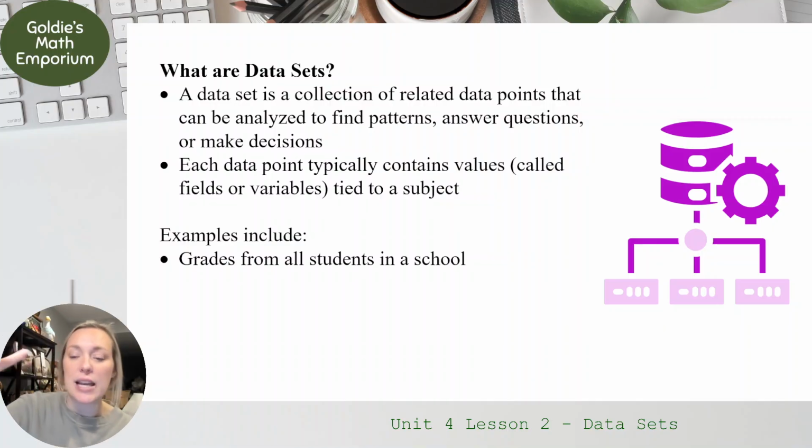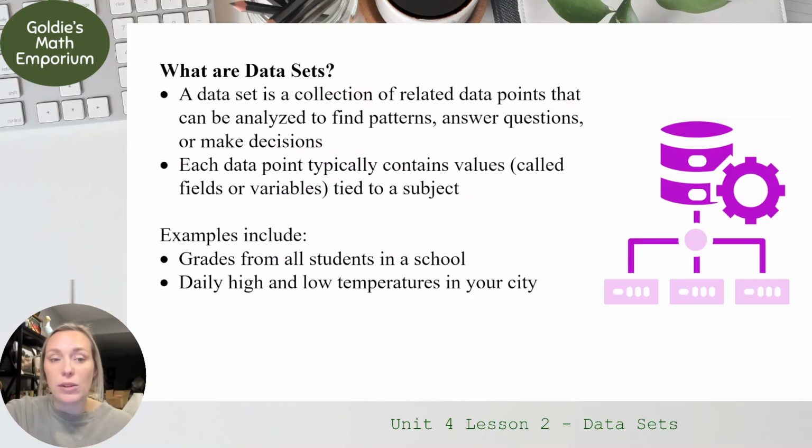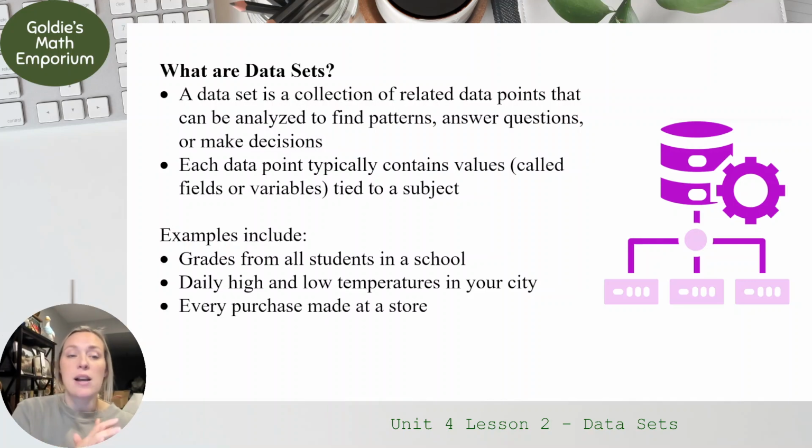So some data sets that could be good examples for you to think about as you're working with different data might be grades. Grades are kind of the go-to for all of us in school. It's the data set that we probably use most often in school, right? So different grades from students in a school. Also that we encounter weather. Weather has so many data points. So think of daily high temperatures or daily low temperatures. We could use those data sets.